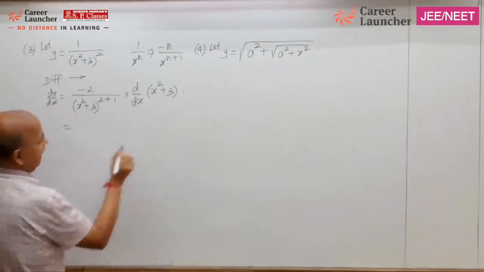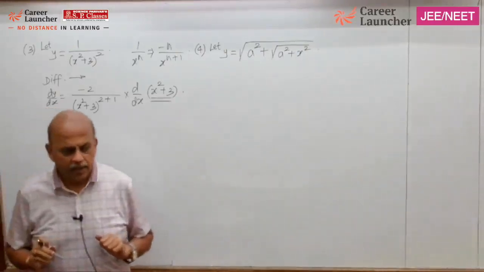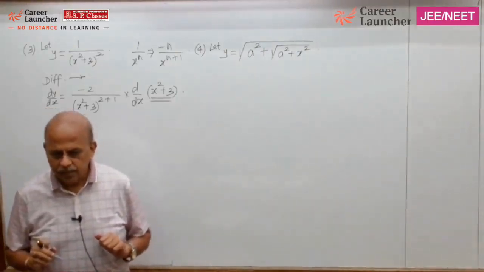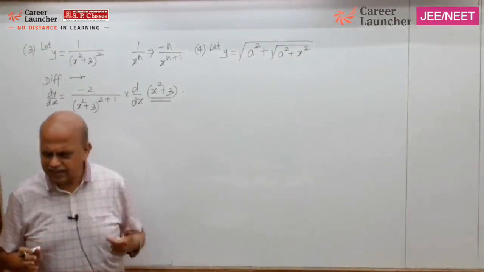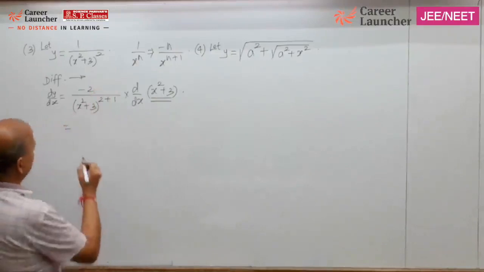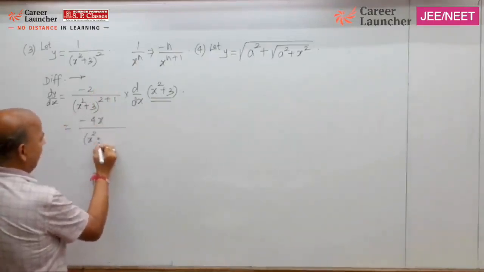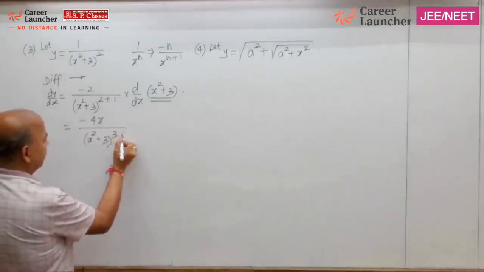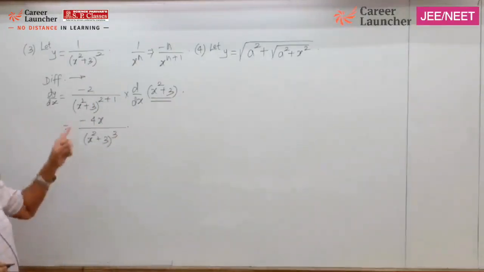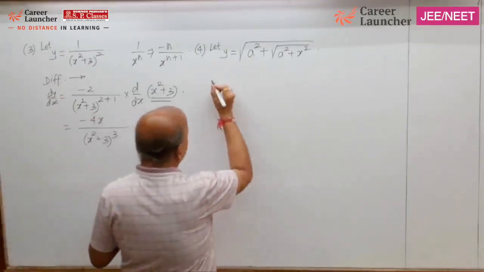And now tell me, x square plus 3, what is the derivative of that? Is it not 2x? 2x plus 0, plus 0 we need not write. So it is 2x. 2x into 2, will it not be minus 4x upon x square plus 3 bracket cube? Getting it or not? So this will be the answer.